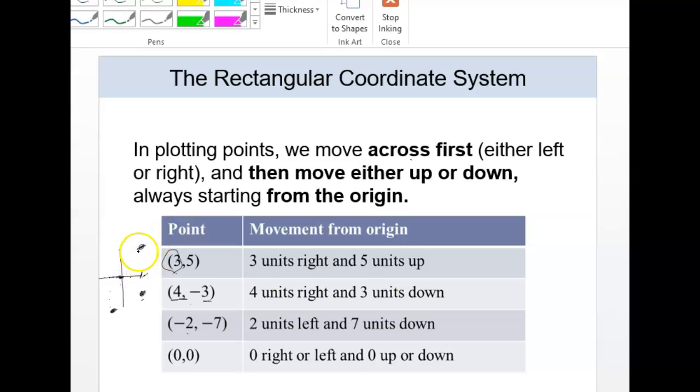Now, we would say this point up here, the 3, 5, that's in quadrant 1. We have no points in quadrant 2. The point negative 2, negative 7 is in quadrant 3, and the point 4, negative 3 is in quadrant 4. And we would say the 0, 0 is at the origin, or it's on both the x and y axis. If I had another point that was just on the axis, I would say that's on the y-axis. So you can either be in a quadrant or on an axis if you're a point.